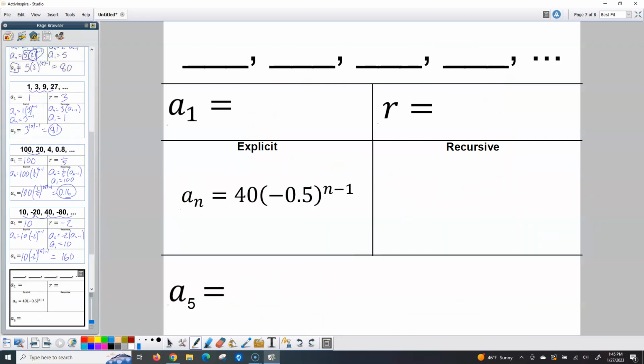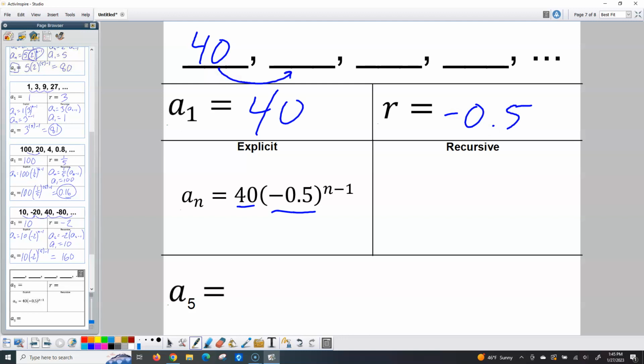This one I'm given the explicit formula. I got to find the rest of it. So knowing the explicit formula, that's my first term right here. And that's my ratio. First term's right there. And my ratio is what I'm multiplying by each time. So 40 times negative 1/2 is going to be negative 20 times negative 1/2 is going to be positive 10 times negative 1/2 will be negative 5.